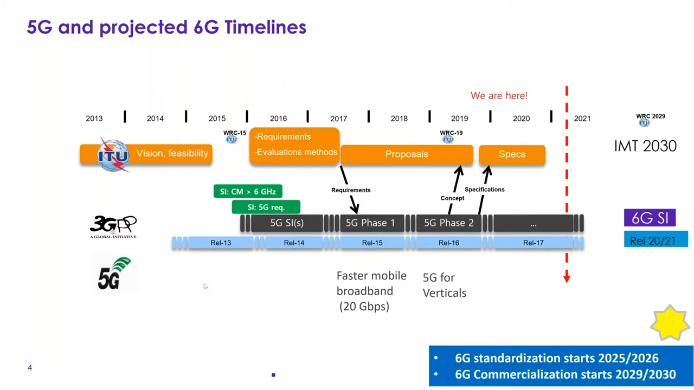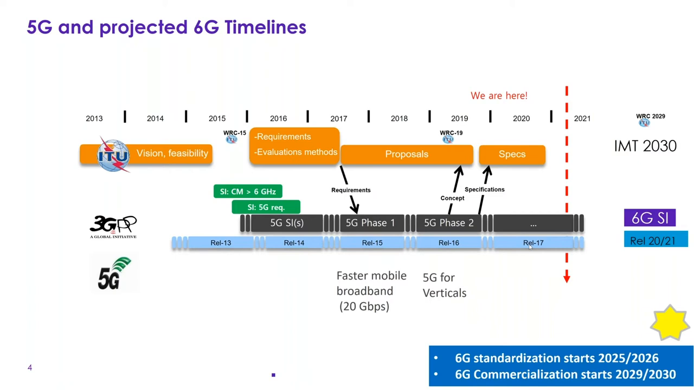This is important to understand where these bodies are with the standardization of 5G. In terms of the standards, the work on 5G actually started in 3GPP around 2015 with a study item. I was at that time very much involved in that as part of a Samsung team. We are now in something called release 17 of 5G.